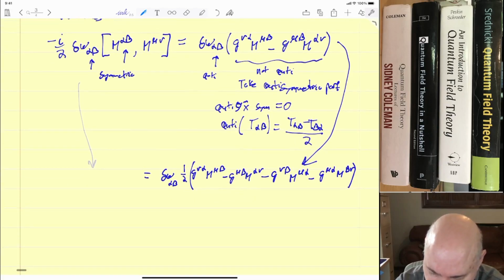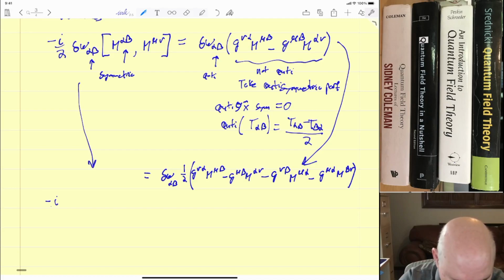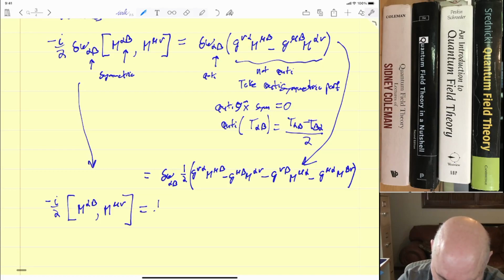Now we can cancel the parameters because this is just a symmetric part. So now I get minus i over 2 times the commutator of M alpha beta with M mu nu is equal to 1/2. I haven't figured out how to put the box around there and move it like Jean Carroll and all the other fancy people do. I'll have to read up on the software here. I don't mind recopying this now.